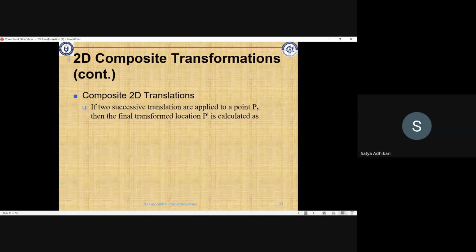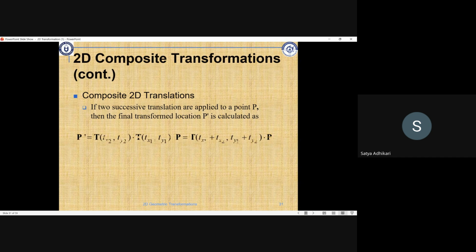Suppose we want to apply two translation transforms to a single point. That is, one translation followed by another translation. Suppose you move a point to another point, then move that point to another position. Suppose A to B and B to C. If you want to move point A to B, it needs a translation. And then you want to move that point B to C, it also needs another translation. So it is called the composite translation. A translation followed by another translation.